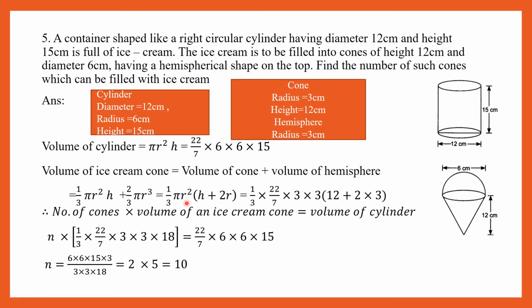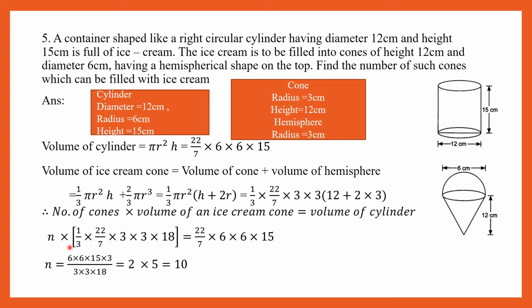Substituting the values for radius and height, radius is equal to 3 and height is equal to 12, we have 1 by 3 into 22 by 7 into 3 into 3 multiplied with 12 plus 2 into 3. And we are asked to find the number of cones that can be filled with ice cream. So we can say number of cones into volume of an ice cream cone is equal to volume of cylinder. Let the number of ice cream cones be n.